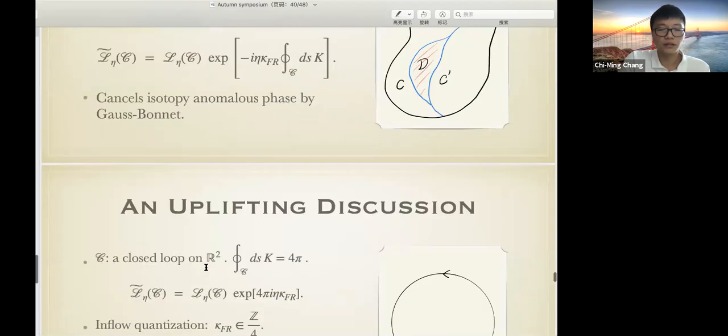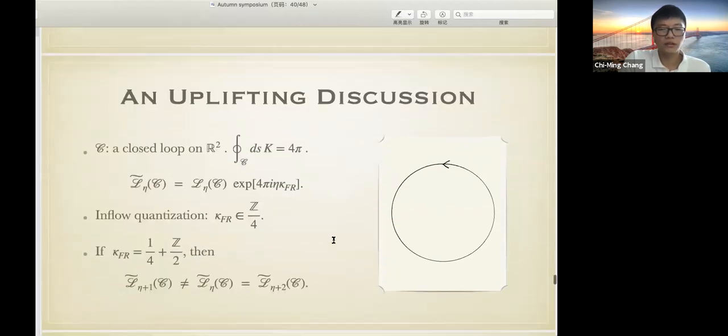But there is a drawback. Consider the case where we put the curve on flat space, basically like this diagram. There's no curvature, the Ricci scalar equals 0, but there is extrinsic curvature. And if we integrate the extrinsic curvature, we get 4 pi. So we get this formula for a closed curve on flat space.